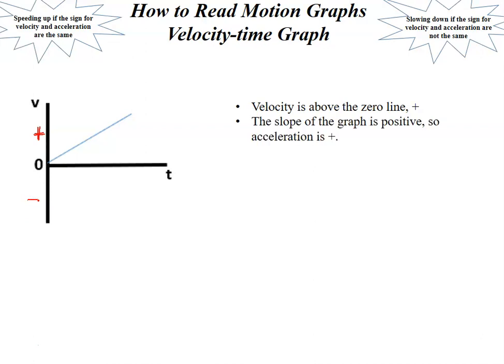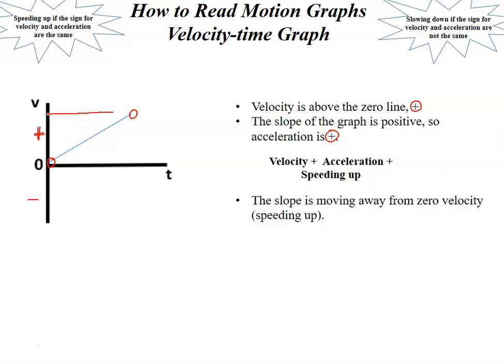Now, the slope of the graph is also positive, so that means that we have a positive acceleration. We have a positive velocity, positive acceleration. That means this graph is speeding up. Another thing you can do to determine this is we are starting at a zero velocity and we are ending at a velocity that is above zero. So that is showing speeding up. Our velocity is getting bigger than zero. So the slope is moving away from zero velocity.